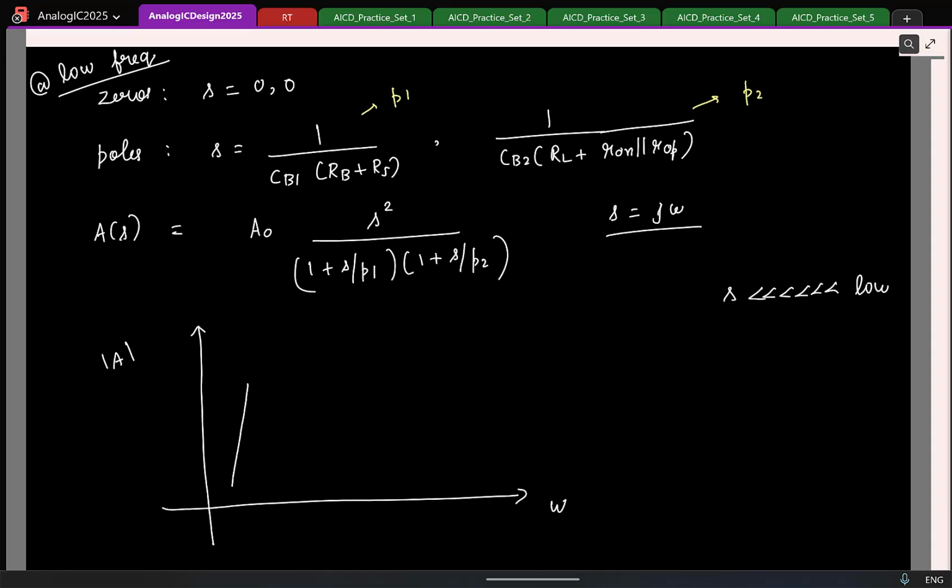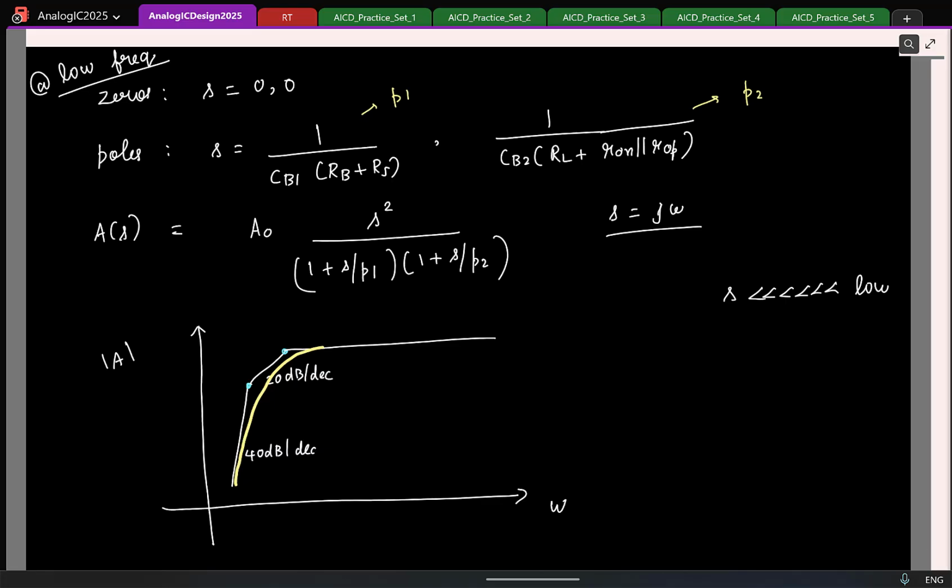I have a pole at what frequency? P1. After encountering the pole at P1, what happens to the slope? It will decrease by 20, so it will become 20 dB per decade. So this is 40 dB per decade, and then what will happen? Again it will encounter the second pole. This is a Bode approximation, right? The actual plot, basically, look at this, right?